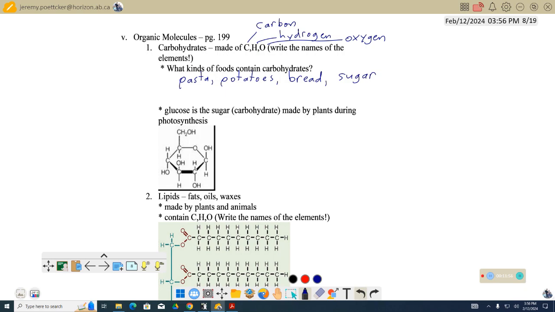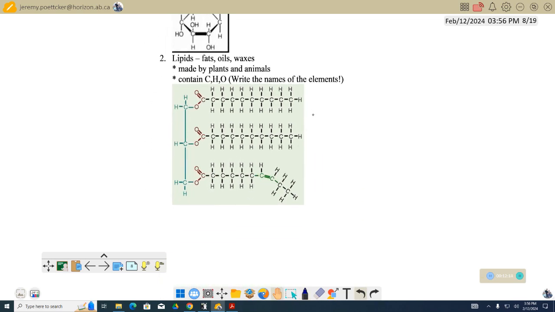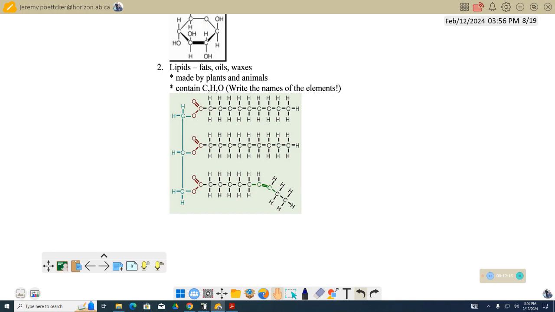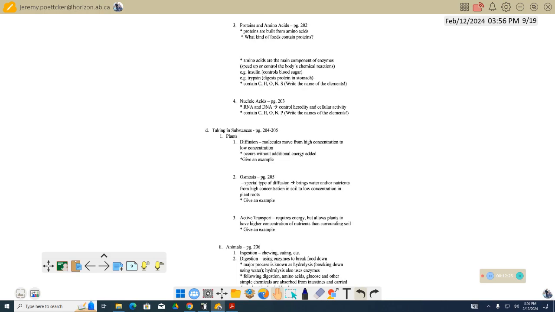Lipids, these are fats, oils, waxes. So again, where do we get this really from? Fats or oils in terms of plants or animals. They are made by both plants and animals. Again, they contain carbon, hydrogen, and oxygen. You just saw that. Please write them down. Again, this is a type of triglyceride or a fatty acid. And there we go. All right.